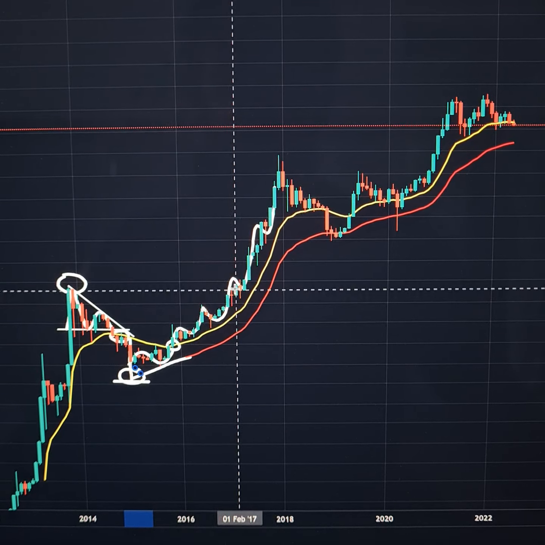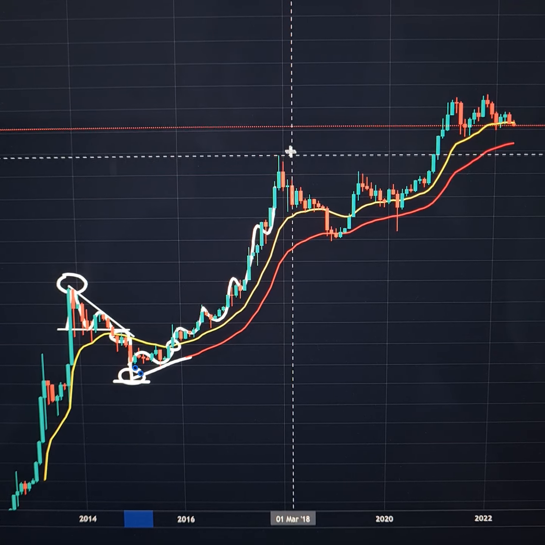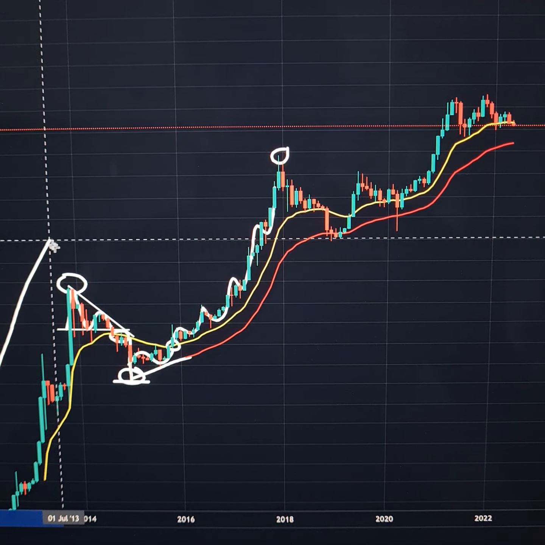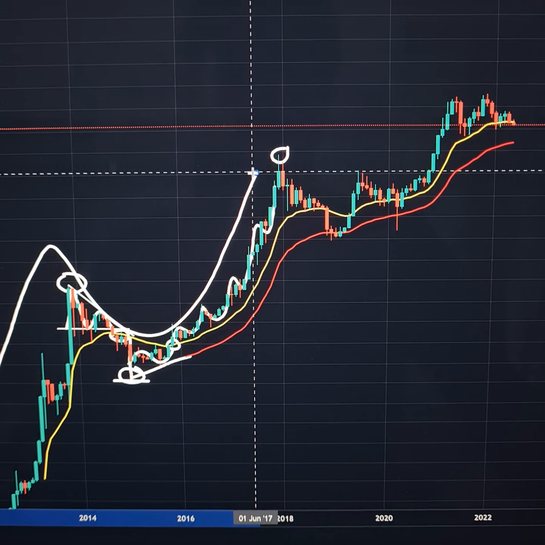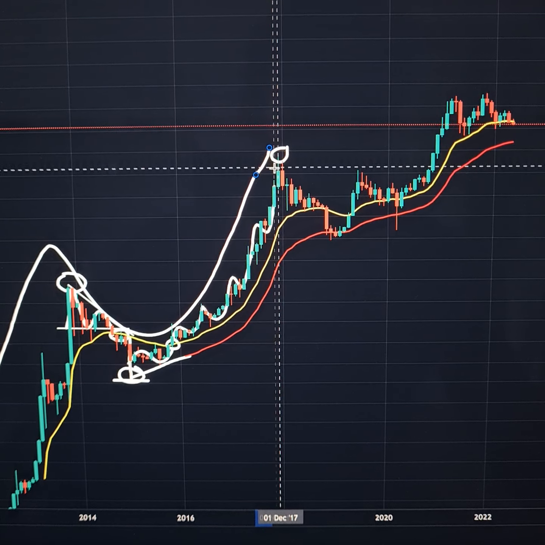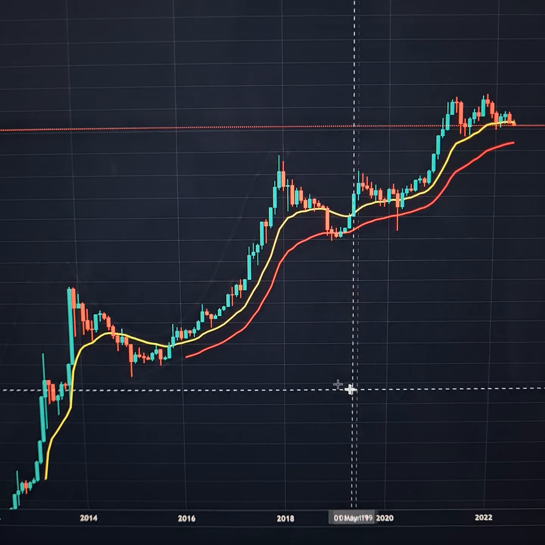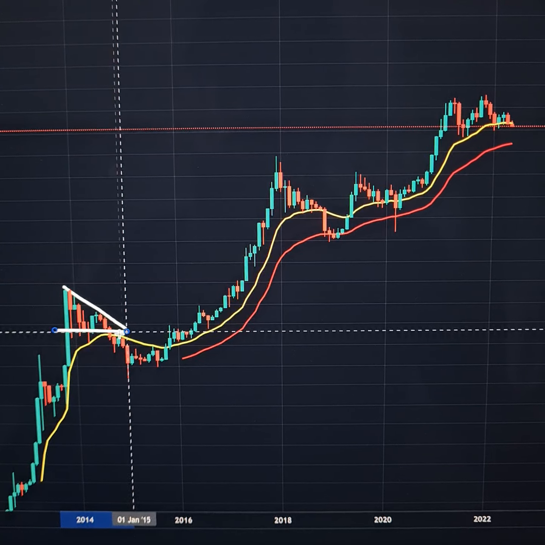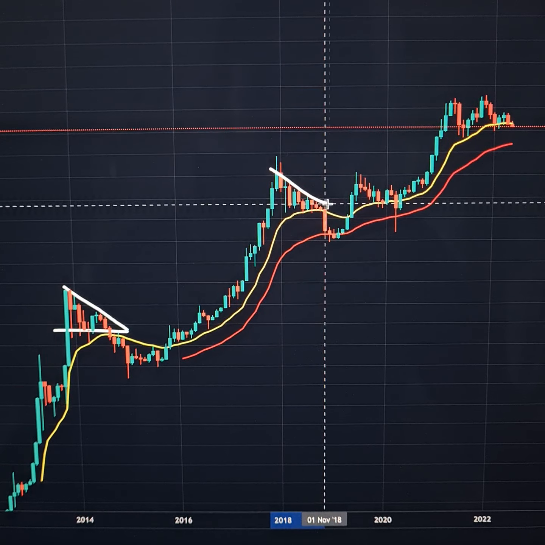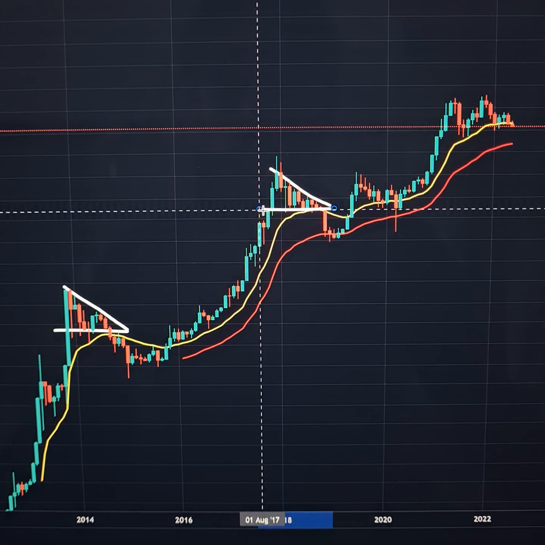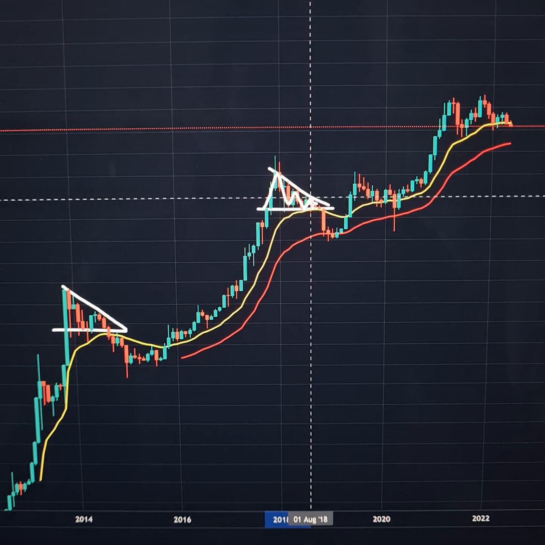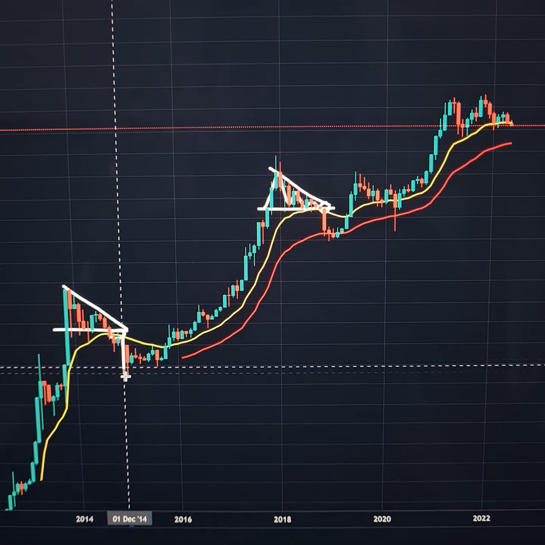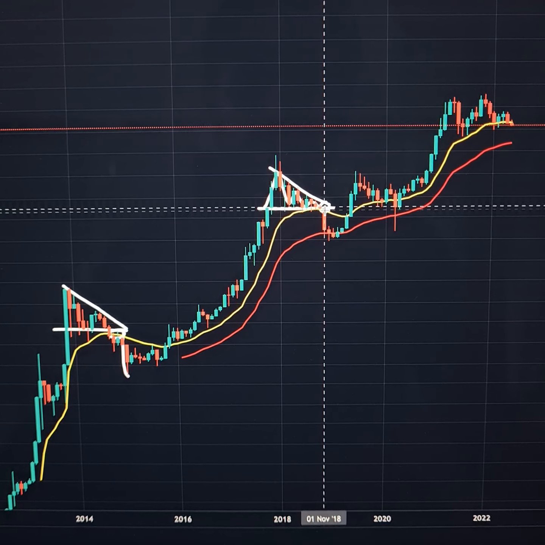Now this was the 2015 to 2018 bull market. So bull market, bear market, bull market, and then at this 2018 high, again, just like what happened here, we were in this triangle where you're forming lower highs. We lost the 20 EMA, just like we did here. We lost the yellow line, the 20 EMA, and crashed.